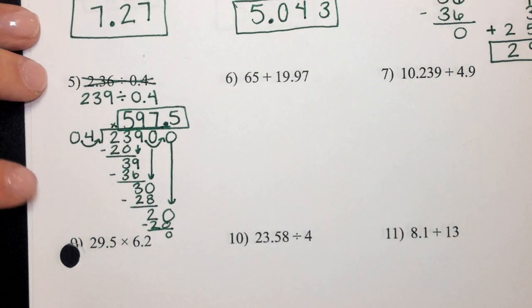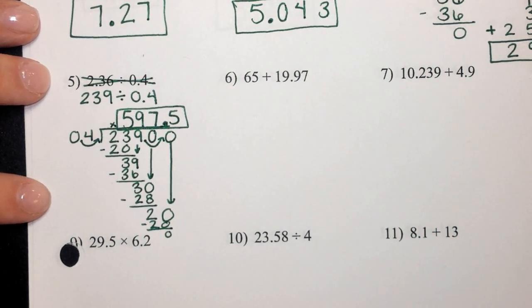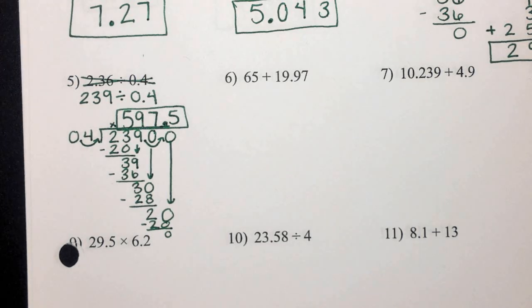All right, number 6. For number 6, I'm adding. So I need to line up the decimals. That becomes a problem, doesn't it? Does 65 have a decimal? No. So how am I going to line up the decimal? Peyton? Put at the bottom of 19. Oh no, you put a decimal and then put 2 or 2 zeros at the end.